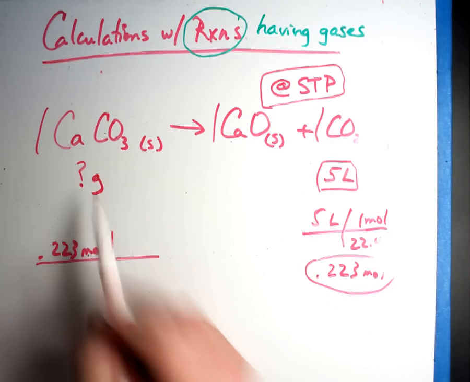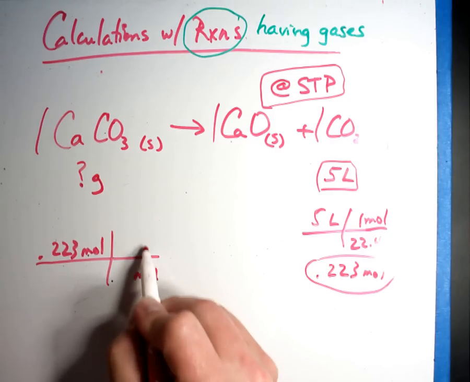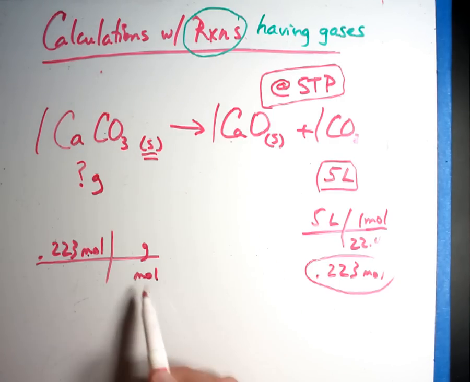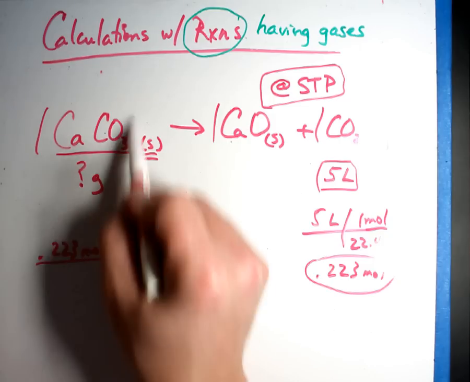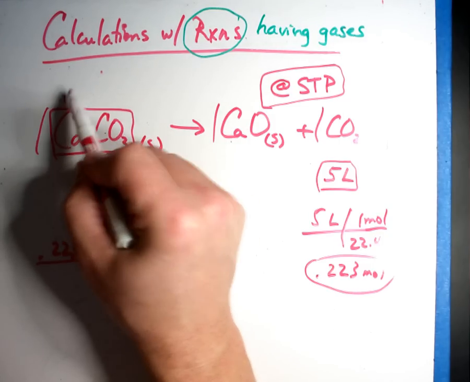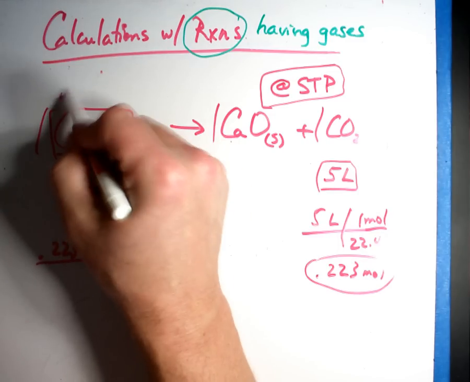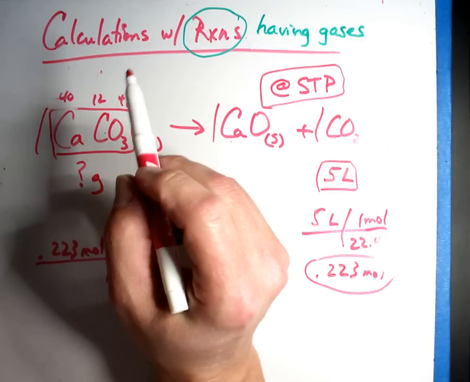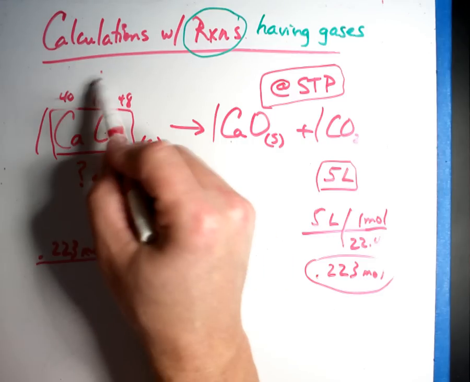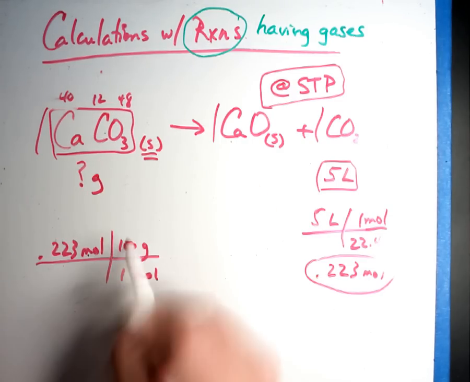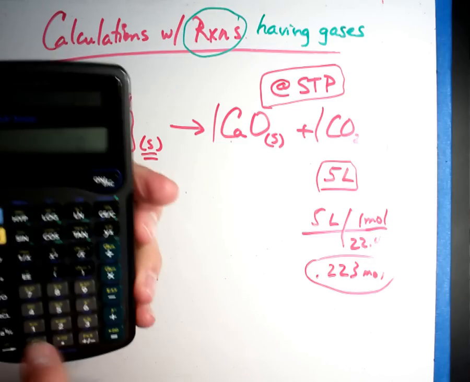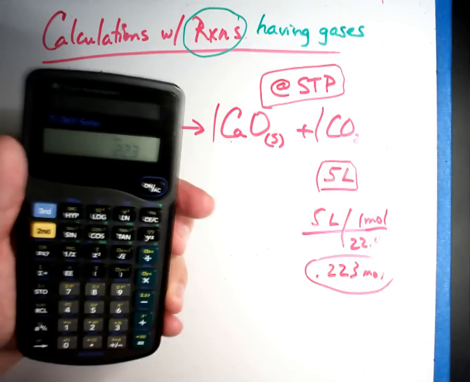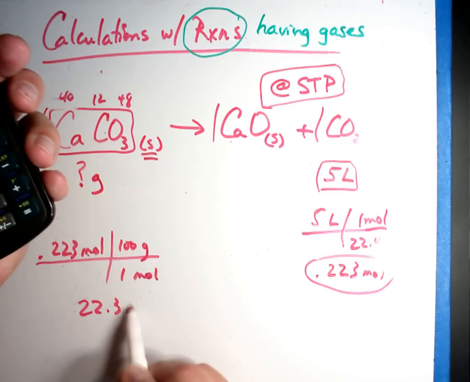Railroad track, because they want grams, moles, grams. Now, do I want to go to liters? Nope, that's a solid. So I want to go to grams. So 1 mole is, how much does this weigh? Calcium is 40, carbon is 12, oxygen is 16 times 3 is 48. Add those numbers together, I get 100. 0.223 times 100 is 22.3 grams.